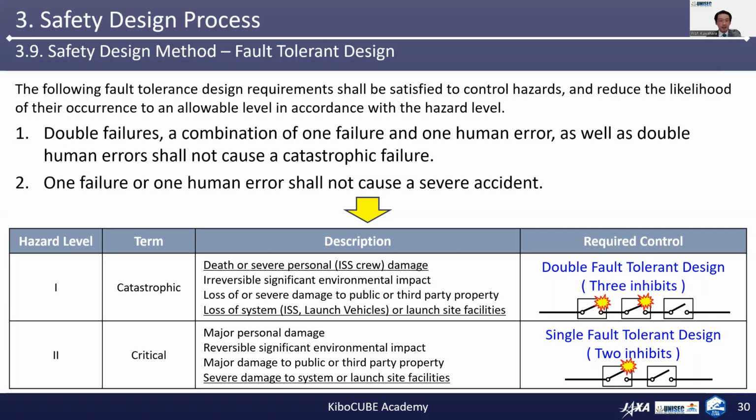So this is illustrated in the figure below. So the above mentioned rules indicate that for catastrophic hazard, we need to implement 3 inhibits so that double failures do not cause a catastrophic failure here. Similarly, for critical hazards, we need to implement 2 inhibits so that one failure does not cause a critical failure.